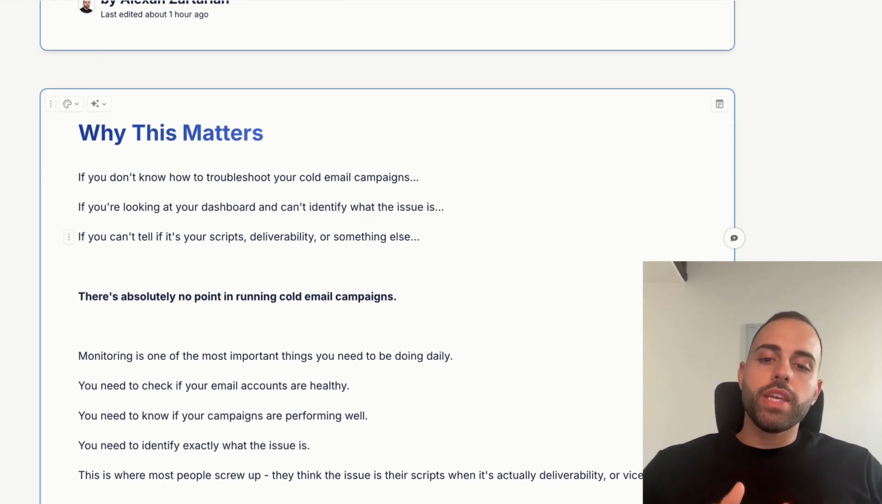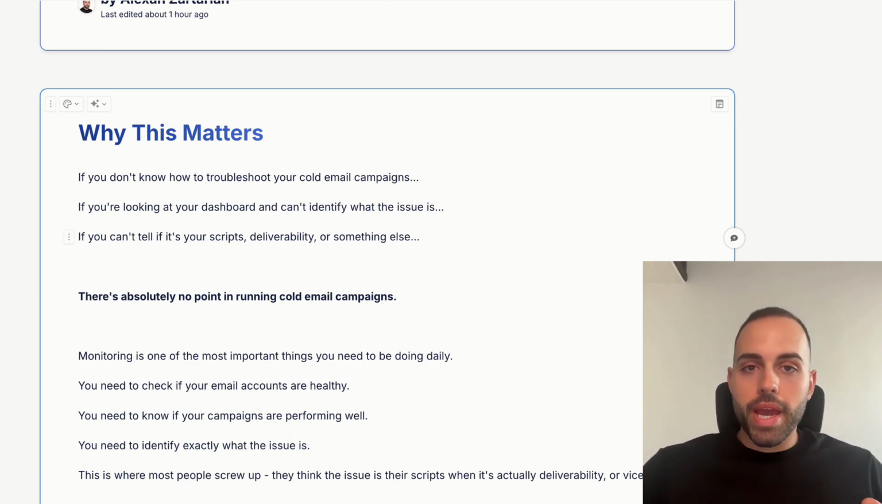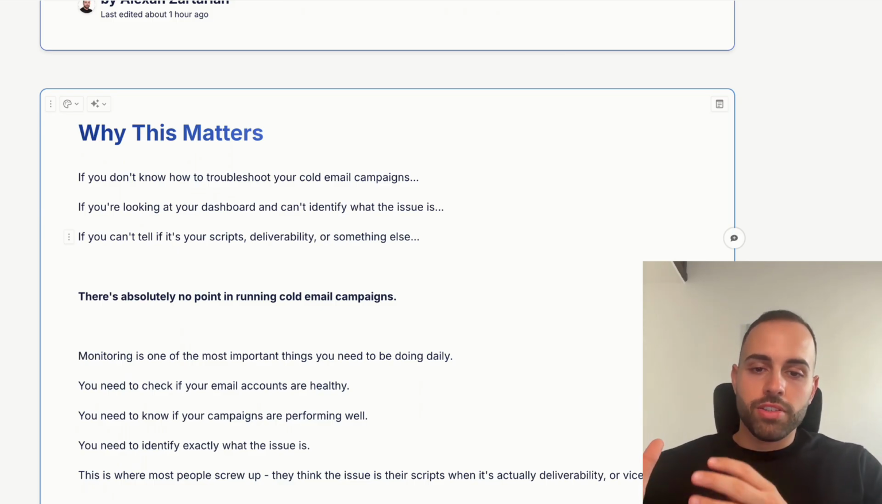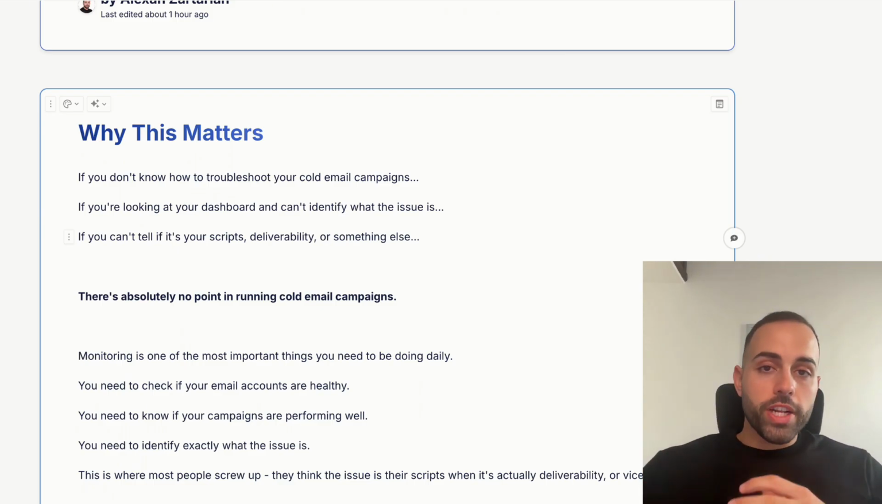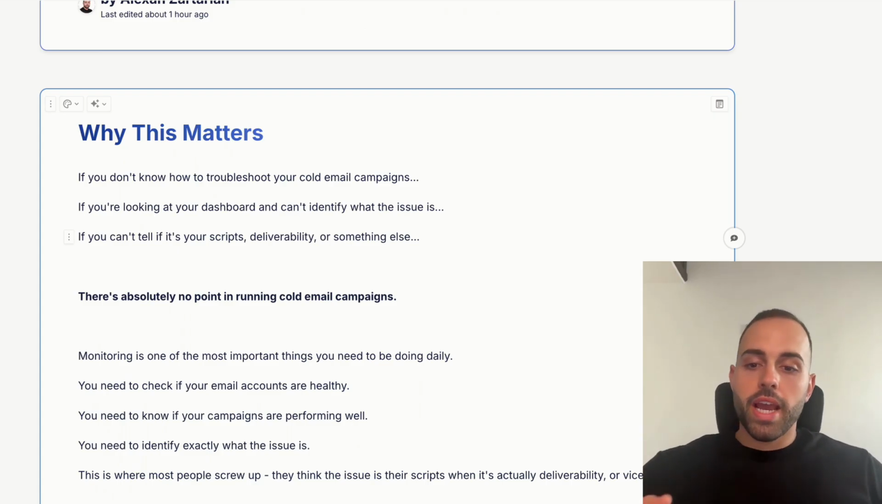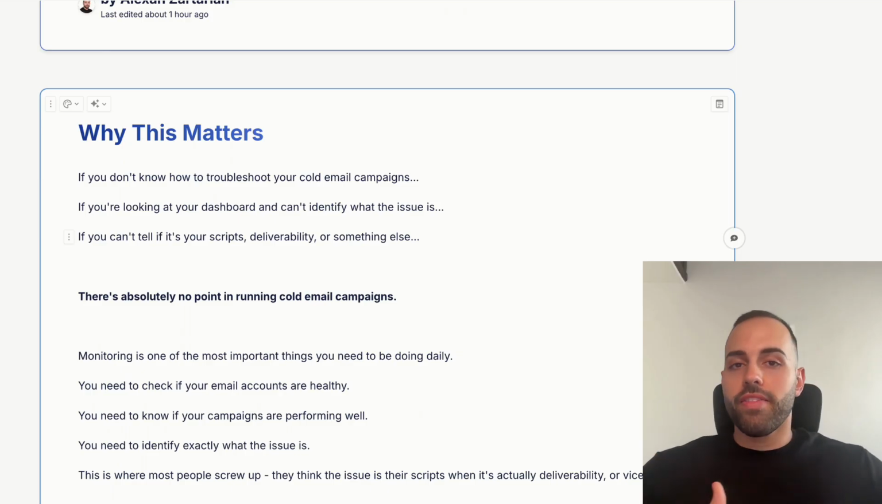Monitoring is one of the most important things that you need to be doing on a monthly basis, on a weekly basis, and even on a daily basis. You need to check if your email accounts are healthy. You need to know which one of your campaigns is performing well, which is performing better, which is performing worse. And you also need to be able to identify exactly what the issue is. So when you see that a campaign is performing better, what is the cause? What is leading to that campaign performing better than another campaign?